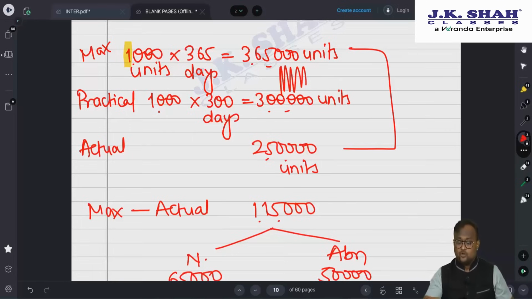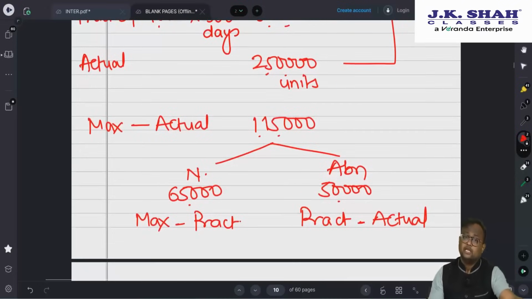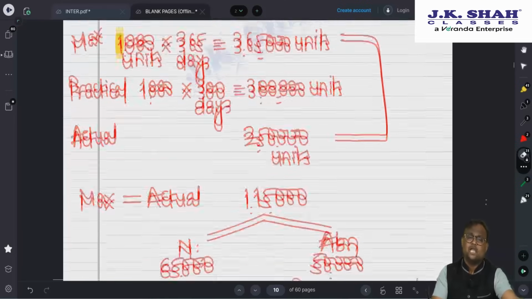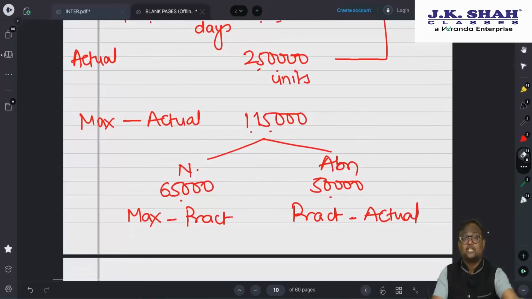But I have produced 2,50,000. So when the capacity is 3,65,000, I have produced 2,50,000. I couldn't produce 1,15,000. That is idle, unutilized capacity. So maximum minus actual is idle capacity. When I consider this part, I already know before I even start the production process that 3,65,000 minus 3 lakhs, 65,000, nobody can produce because it is an infrastructural glitch.